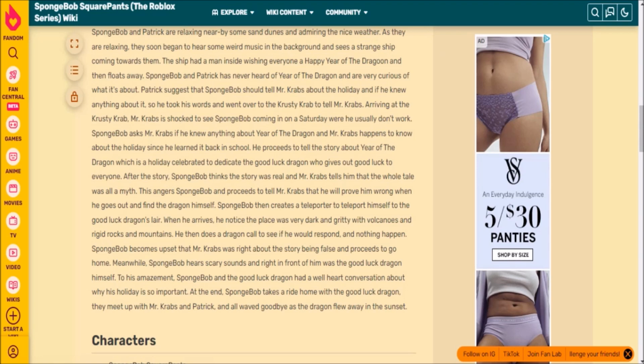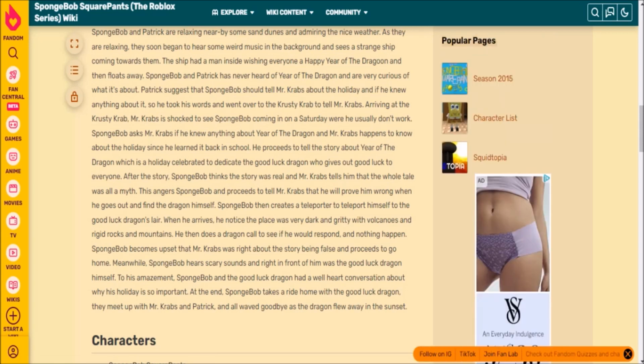When he arrives, he notices the place was very dark and gritty, with volcanoes and rigid rocks and mountains. He then does a dragon call to see if it will respond, and nothing happened. SpongeBob becomes upset that Mr. Krabs was right about the story being false and proceeds to go home.